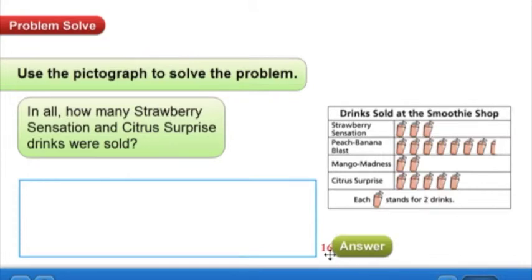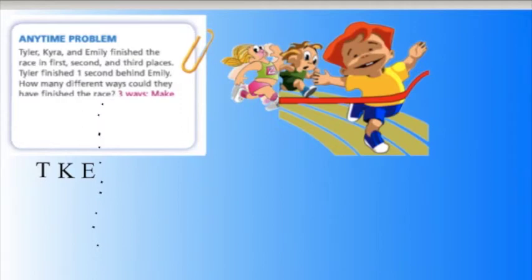And that's our answer. Well, in class, we're going to try looking at this problem. It's an anytime problem, and they try to stretch our brains a little bit. So if you look at this, we have Tyler, Kyra, and Emily finished in first, second, and third places. Tyler finished 1 second behind Emily. How many different ways could they have finished the race? So it doesn't give us all the information. We have to come up with so many different ways that the three of them finished. We'll look at that together in class.